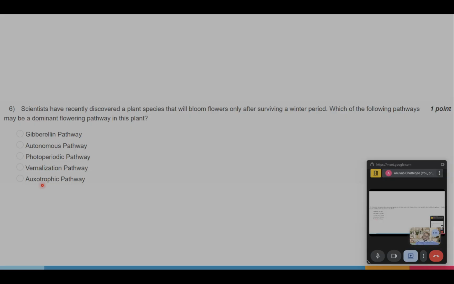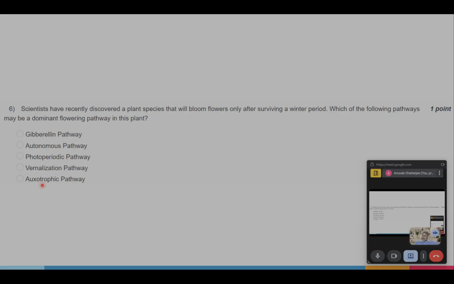Some plants, if you have seen palm trees or even banana trees, do not start flowering immediately the moment they form the adult plant. Many plants actually flower after one season, meaning you have to grow the plant for one entire season, and in the next season the plant will actually flower.